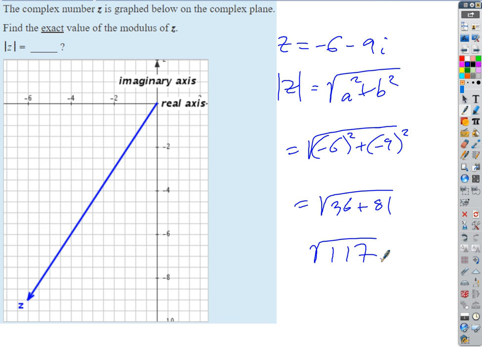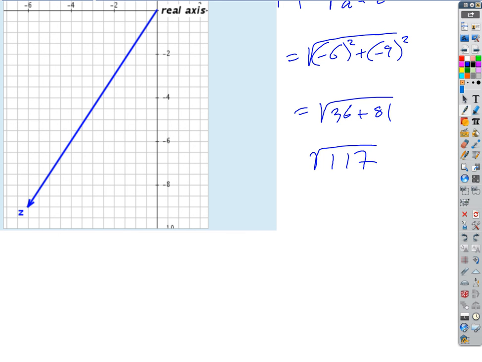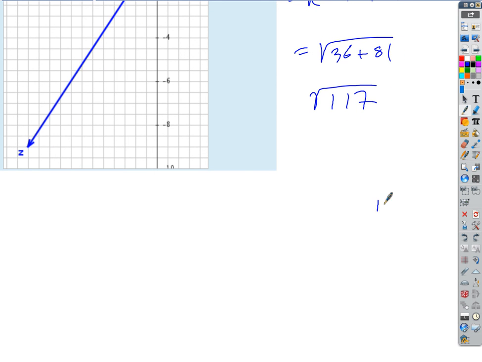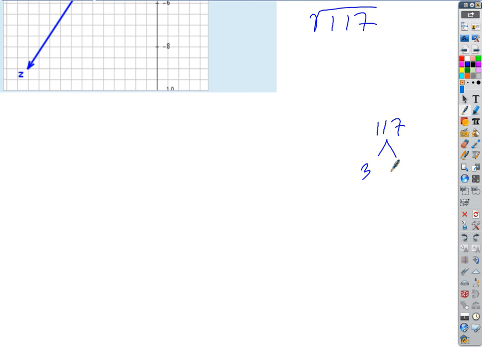Or actually, maybe we could. I think we could. Yeah, so if I write that in simplified form, 117, what's going to go into 117? 3 would. Okay. And then what's left then? 3 goes into that. 3, and that gives me 2. So 39, right? Now what? 3 and 13. So what do we end up with? 3 radical 13.